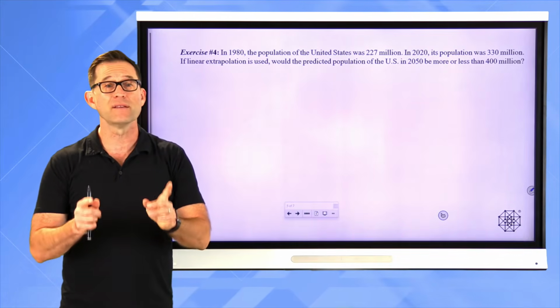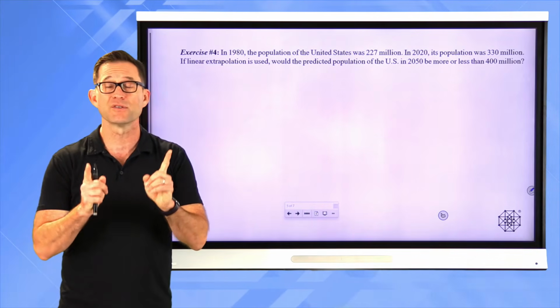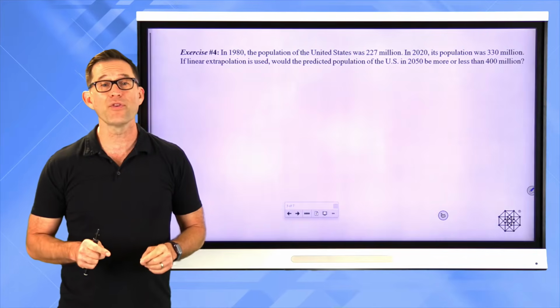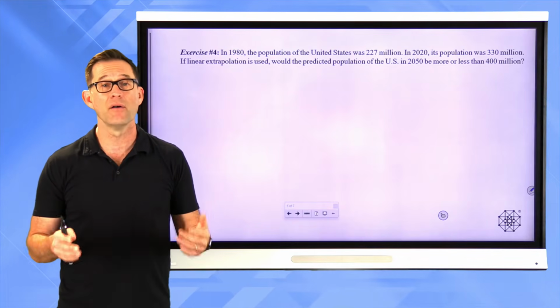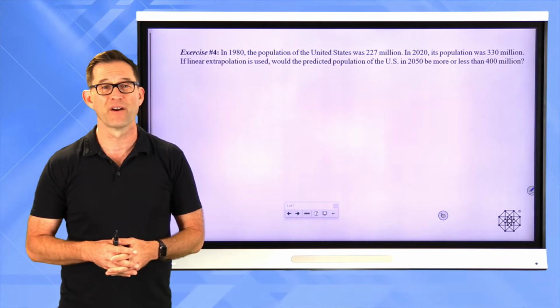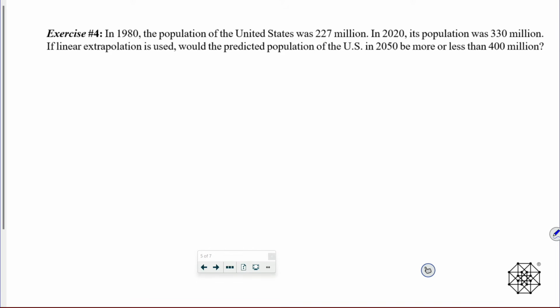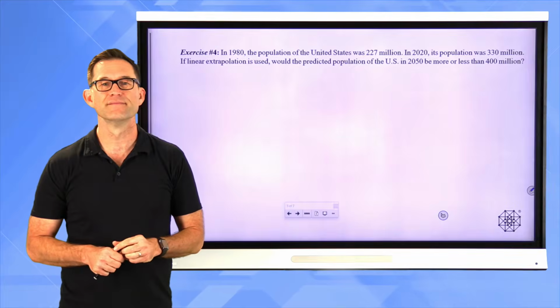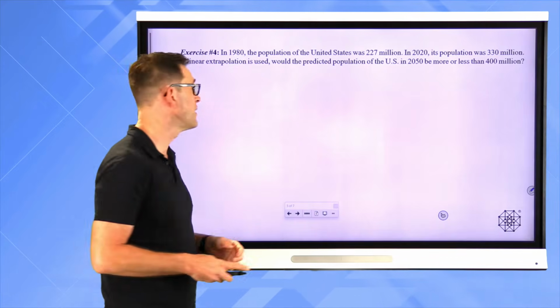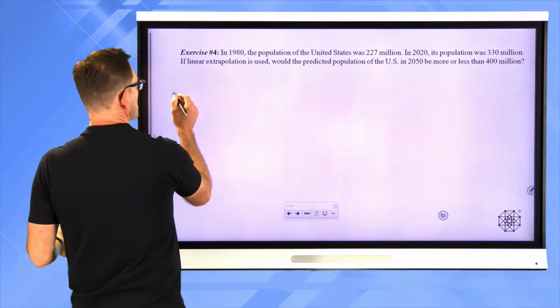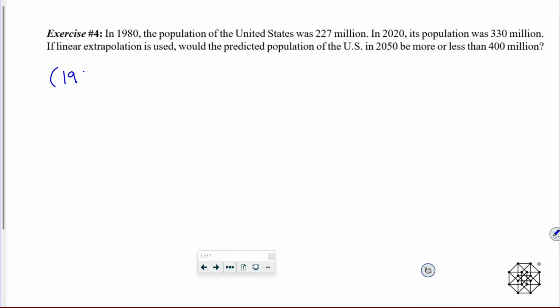Pause the video now and see if you can make your way through this. Start by figuring out what the rate of change is of the population, and then go from there. Take some time to do that. All right, well, let's first get down some of our information in coordinate pairs.